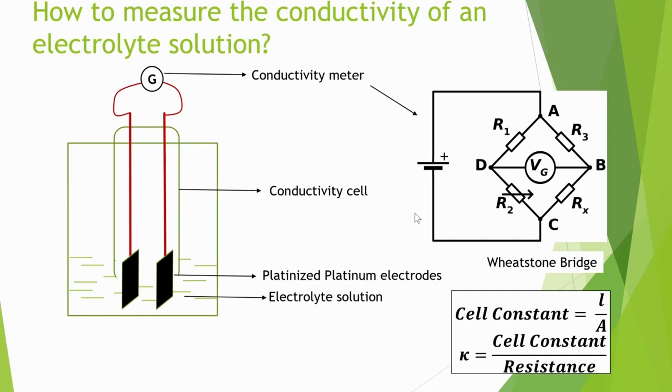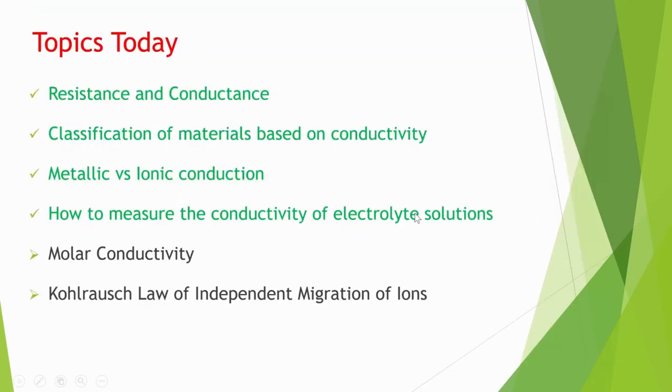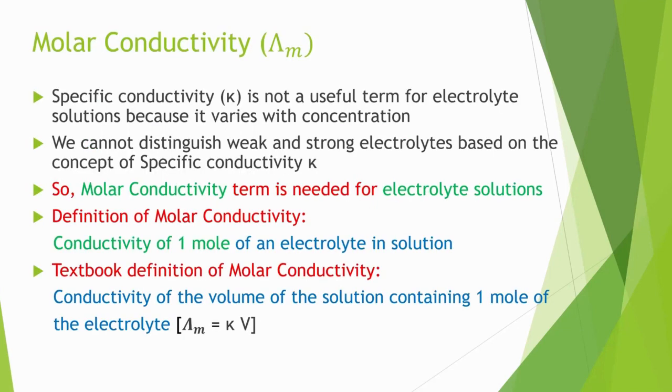Next, we have seen that specific conductivity is not a constant. Kappa is not a constant for solutions. But we need some meaningful value, conductivity value for solutions, using which you can get additional information. So a new term called molar conductivity. It is not defined for metals. Molar conductivity, lambda m, is defined only for electrolyte solutions.